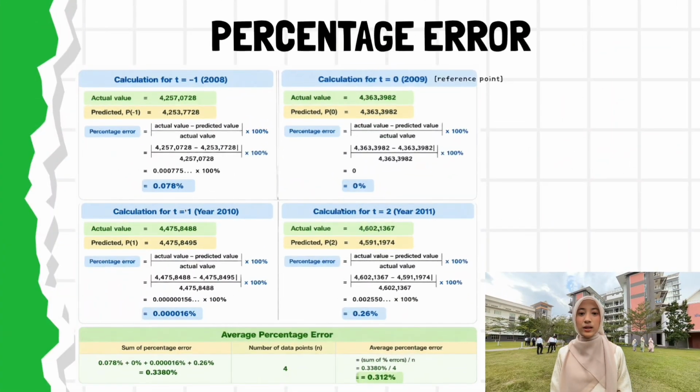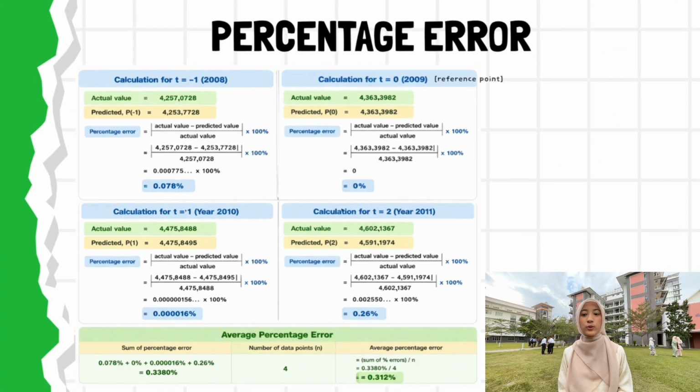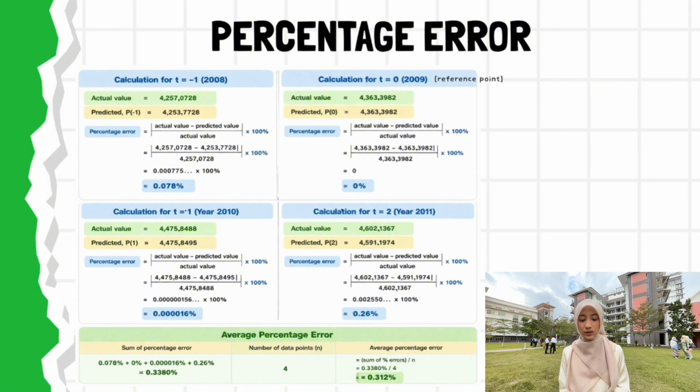My name is Ainul and I will be presenting this slide that shows the comparison between the actual value and predicted value. We calculate the percentage error by using the formula actual value minus predicted value divided by actual value times 100%. As for the result, for 2008, t equals to 1, the error is 0.078, which is very small. For 2009, t equals to 0, the values are the same, so the error is 0%.